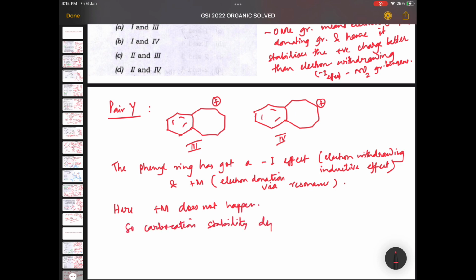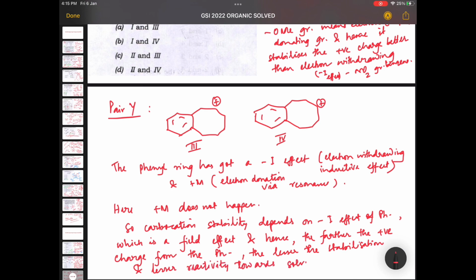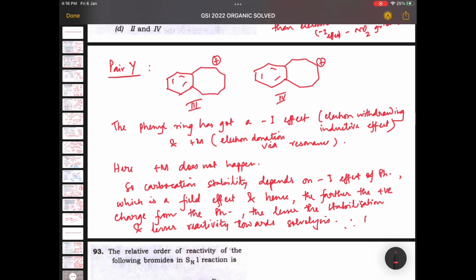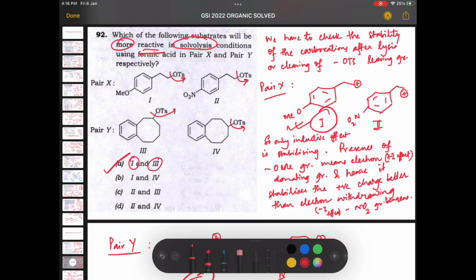So plus M is not happening here, as we know. Hence carbocation stability depends on the minus I effect. And here, as the carbocation is farther from the phenyl group, it is actually more stable. Closer to the phenyl group, it is actually less stable because of the presence of minus I effect. So here 4 should be more stable than 3. Hence for pair Y, it should be 4, which should be more reactive under soluble acid conditions, and for pair X, it should be 1, which should be more reactive. So not 3, I am very sorry for making this mistake. So 3 is not more reactive, 4 is more reactive, and option B should be the correct answer.